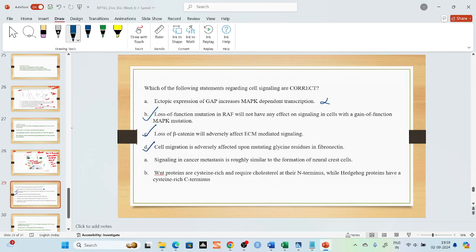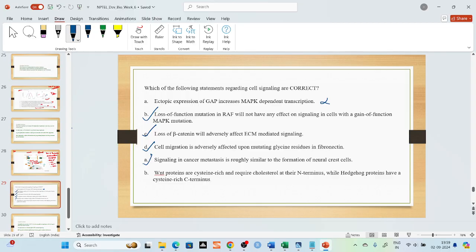So this is correct. Then, signaling in cancer metastasis is roughly similar to the formation of neural crest cells. Is it correct or not? Yes, because, if you have gone through Sir's lectures, he has mentioned that epithelial to mesenchymal transition happens in neural crest cells and also in the metastasis process. So this epithelial to mesenchymal transition signaling is similar in neural crest cells and in metastasis.